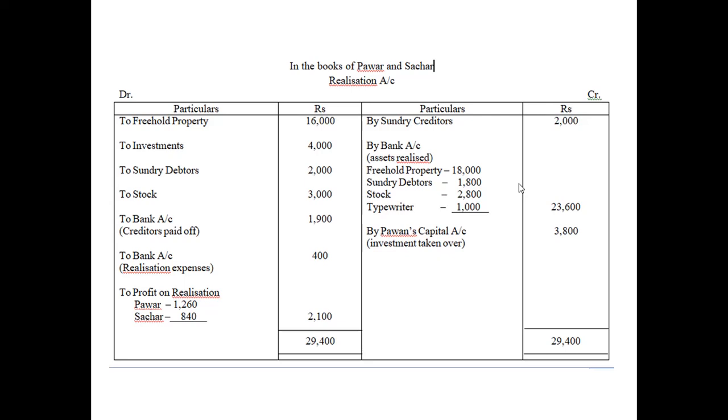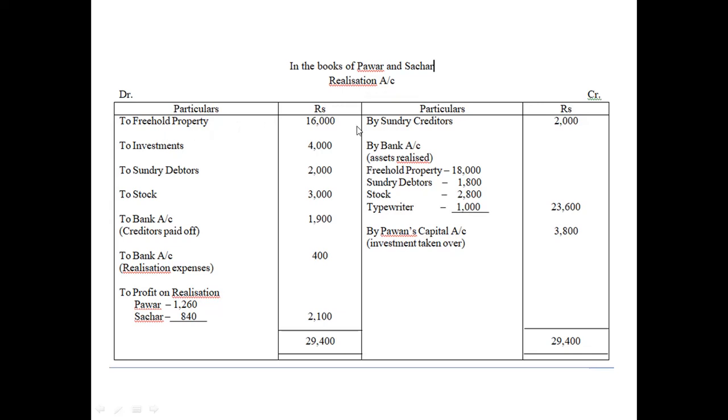So have a look at the question first. From the assets column, we will extract all the balances excluding bank and cash, because they are cash and cash equivalents. You know that cash and cash equivalents do not appear in the realization account from the balance sheet. So freehold property, investments, sundry debtors, and stock will be extracted. We write them on the debit side. Whatever asset items are there in the balance sheet, we write them down in the debit column of the realization account.